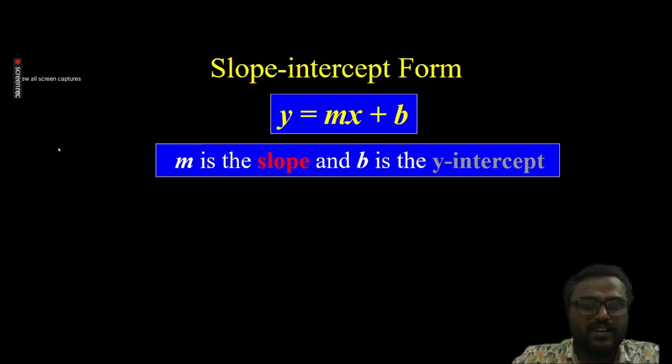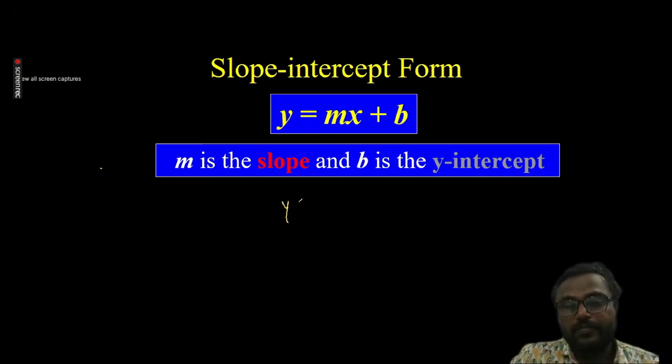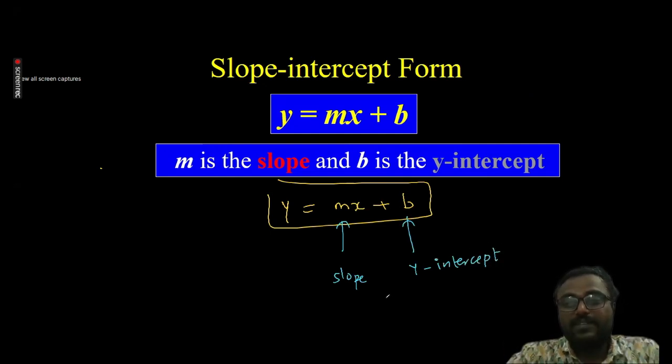If you understand it well, you will score that particular question or that particular point very easily. So remember, this is the slope-intercept form: y is equal to mx plus b. This is the standard equation where m is the slope and b is the y-intercept. Just note it down and it will make sense when I solve one or two questions. You will understand it clearly.